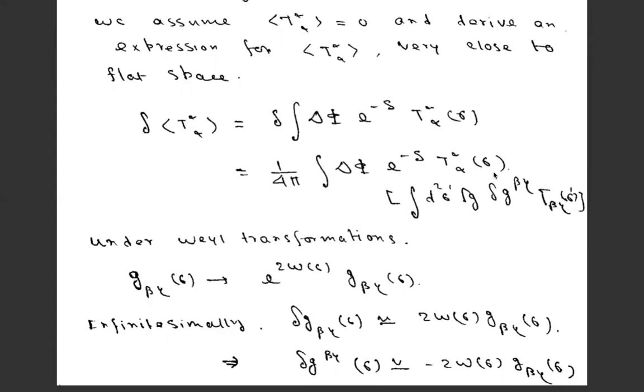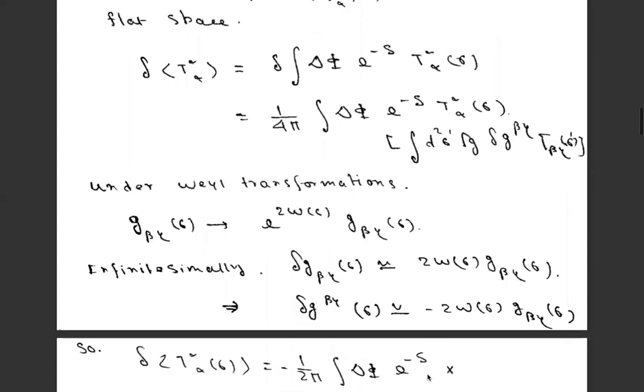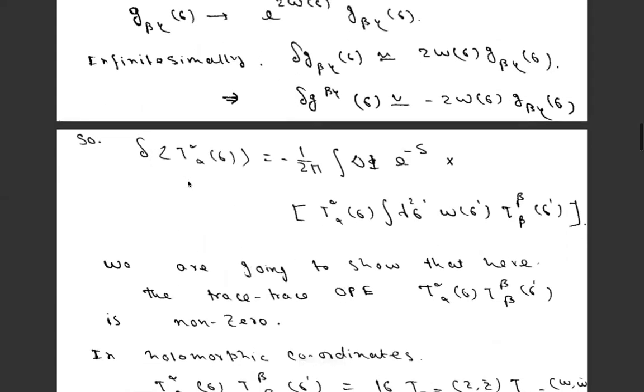So if you vary the metric here, then you will get an expectation value of T alpha alpha, which we have already set to 0. So the only contribution will come from varying this Euclidean action S. Okay. So this S will vary as, again, that we have seen, you can use the definition of the energy momentum tensor, and it will vary as the integration of d sigma prime root G delta G alpha beta T beta gamma of sigma prime. So if we substitute this back here, we'll get that delta T alpha alpha of sigma is this integration times this expression.